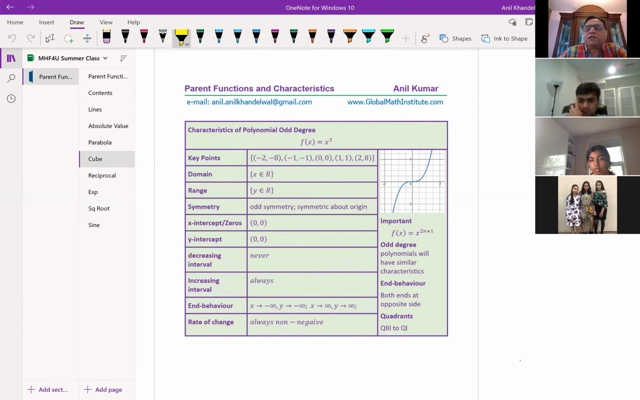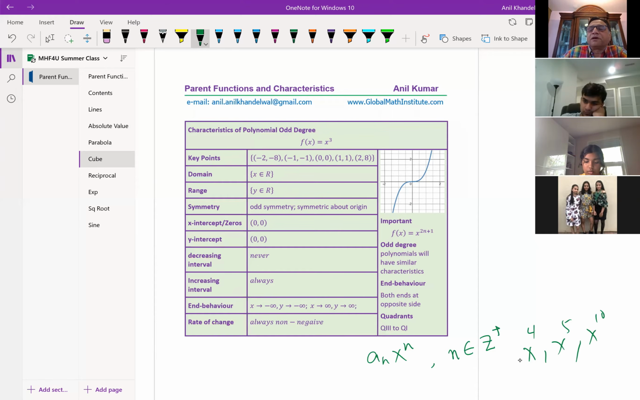Now, let's talk about other polynomials. Polynomials are all these curves in general. We write a_n x to the power of n. This is our parent polynomial. N could be any integer. N belongs to non-negative integers, positive integers. So, for example, if I have x to the power of 4, x to the power of 5, x to the power of 10, all these will give some kind of a graph which will look very similar to either a parabola or to this.